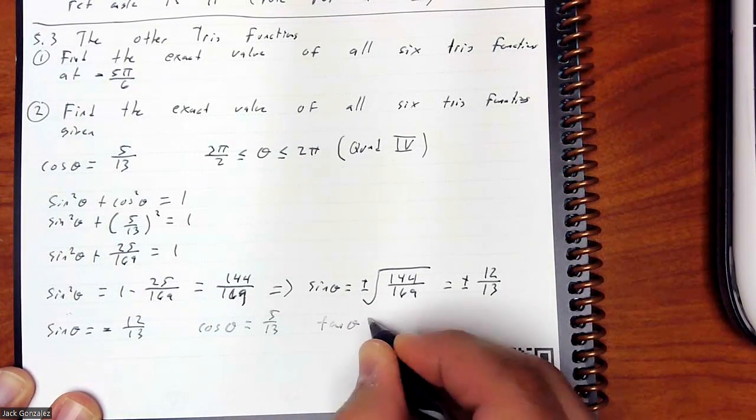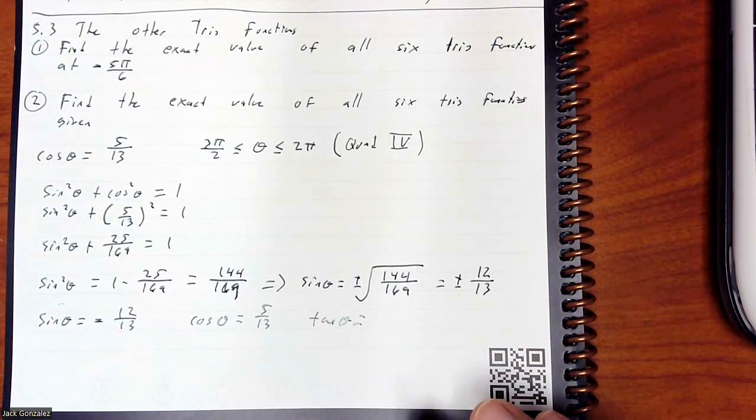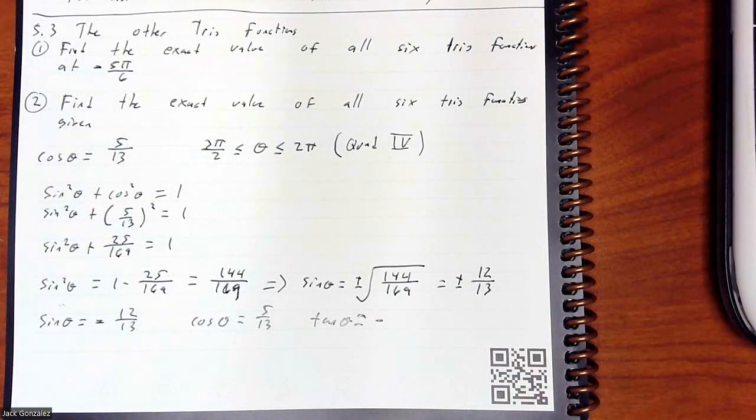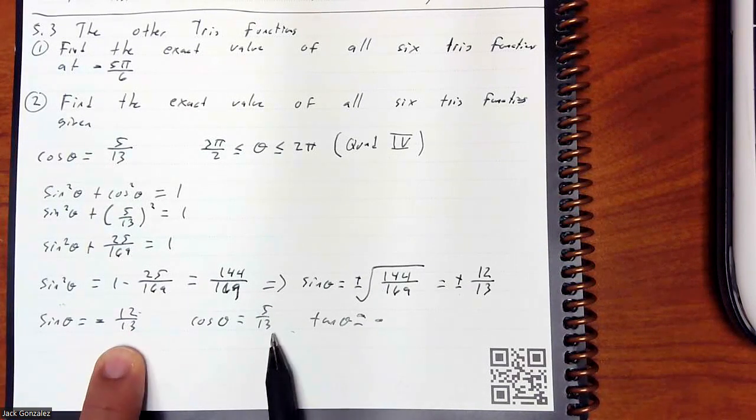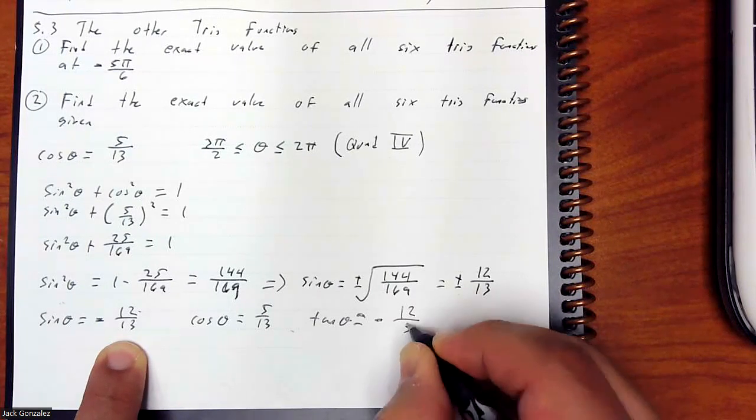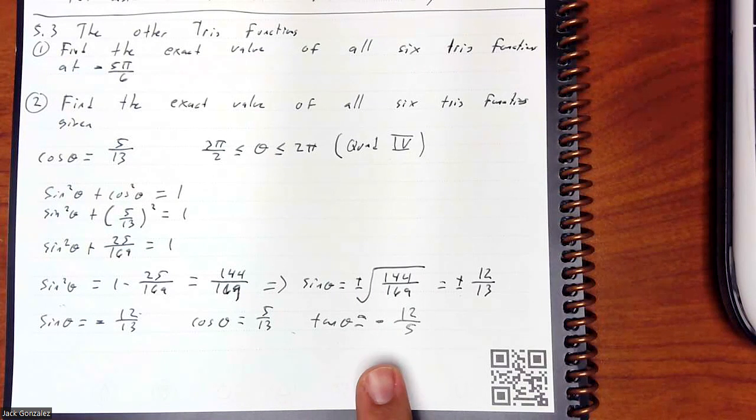Tangent would be, what would tangent be? Negative for sure. Sine over cosine, if you divide these, the denominators will cancel, leaving you with negative 12/5. I'm running out of space, so I skipped the fraction step. You guys cool with these 3 solutions? That makes sense? Do you see where they came from?